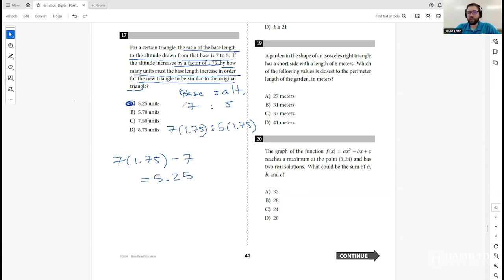So again, key thing here is we have to multiply by the same scale factor, keep it similar. Then because it said increased by, you had to subtract the original from the new. And that's how we got the answer, 5.25.